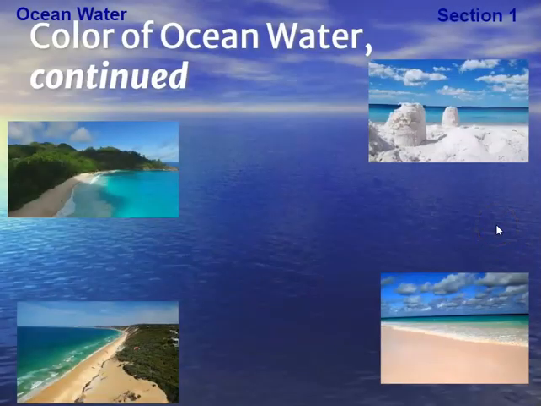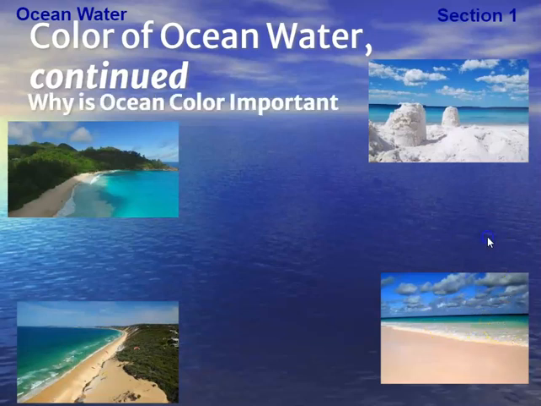I threw a bunch of pictures on here. We can see differences in color here. So this one over here is more of a blue color. Way back out on the horizon, this one's really kind of dark blue, whereas near the surface, we're seeing a little bit more of a teal or a green color.